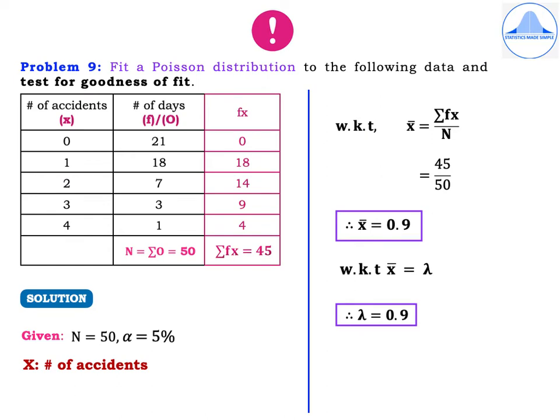Problem 9. Fit a Poisson distribution to the following data and test for goodness of fit. This problem would be a 10 marker. In the first column, you have number of accidents 0, 1, 2, 3, 4. The number of days are 21, 18, 7, 3 and 1.